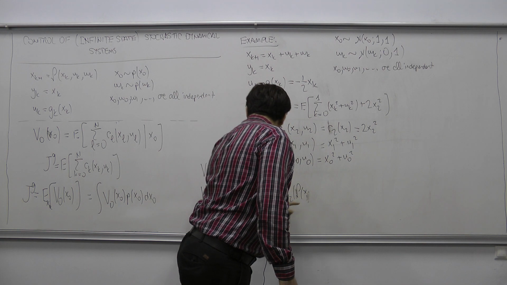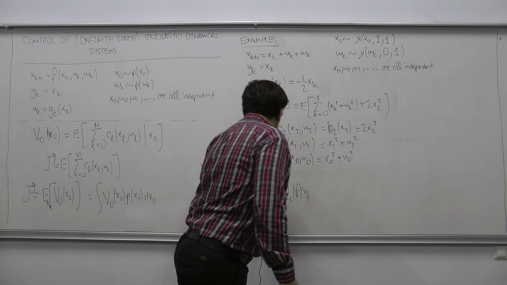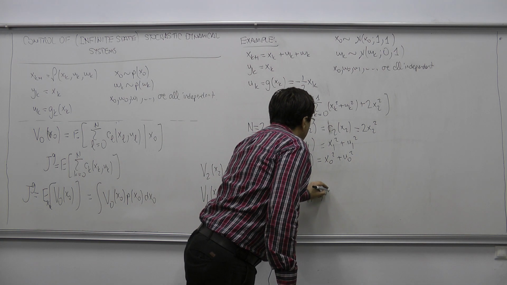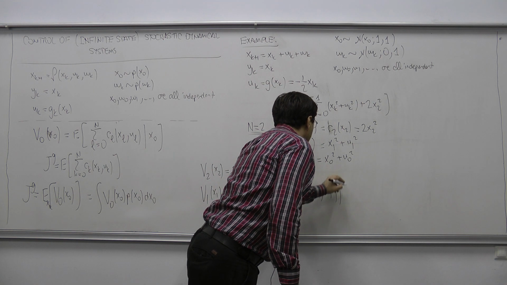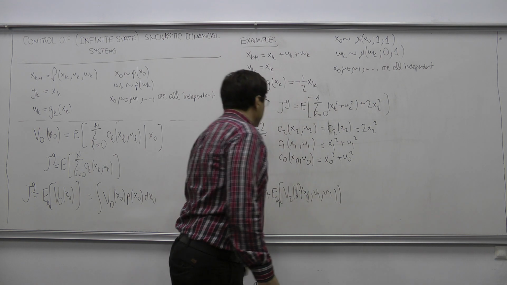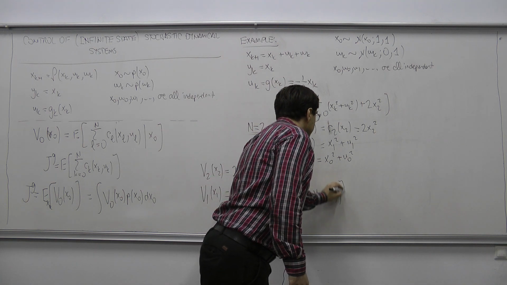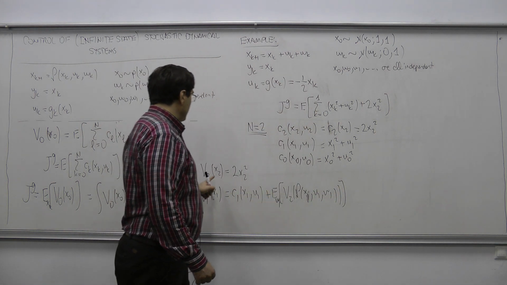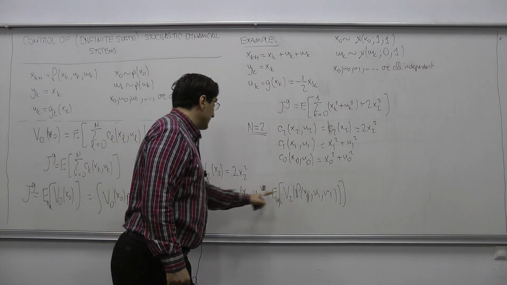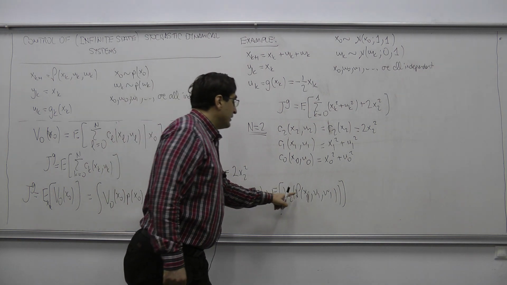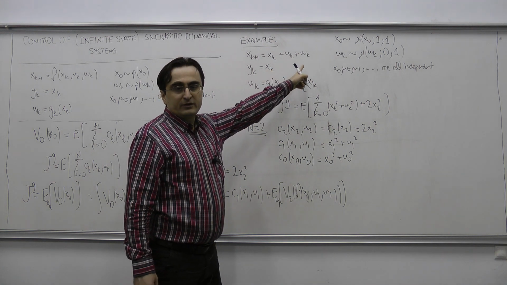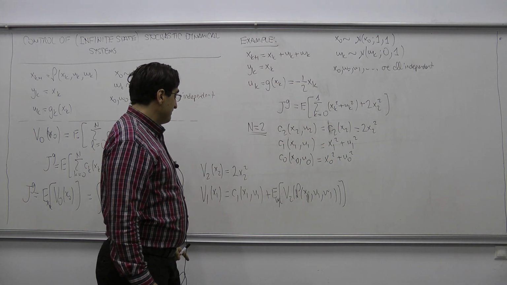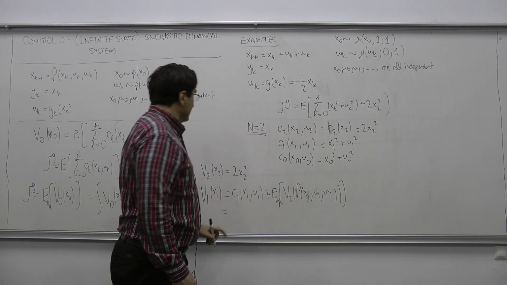Sorry. This is going to be f of x1, U1 and W1. Okay, and this expectation is going to be taken with respect to W1. So now I know what V2 is, and I know what f is. f is this linear function. Okay, so now let us try to write this.